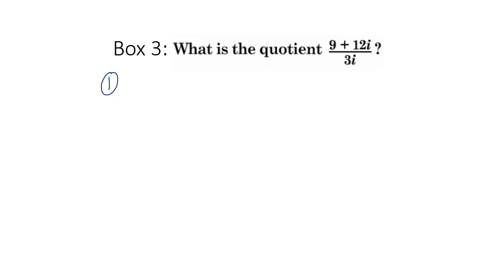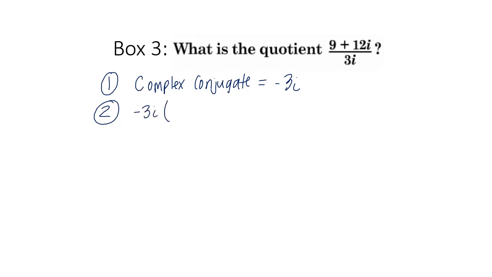3i. So what is its twin? Negative 3i. So my complex conjugate equals negative 3i. You write CC equals negative 3i. Are you with me? Alright, so we have negative 3i. What does step 2 tell us to do? Multiply the numerator and denominator by the complex conjugate. Perfect. We're going to multiply the numerator and the denominator by negative 3i. So we have negative 3i times 9 plus 12i, and negative 3i times 3i.